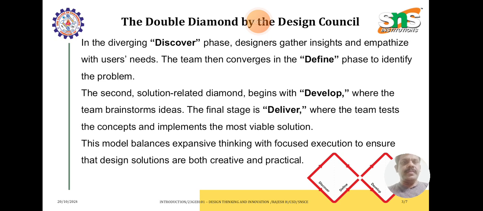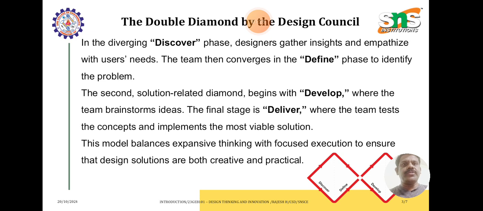So we have the term the double diamond, coined by the Design Council. In this diverging discover phase, there are four D phases: discover, define, develop, and deliver. In the discover phase, designers gather insights and empathize with user needs. The team then converges these needs in the form of a definition at the define phase to identify the problem exactly.